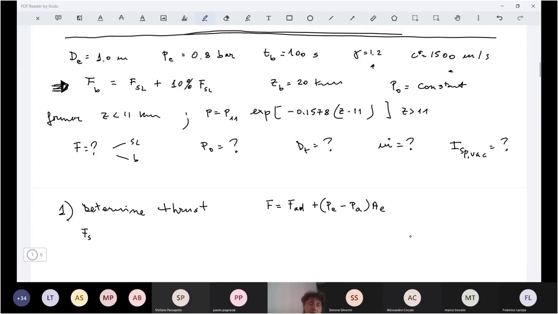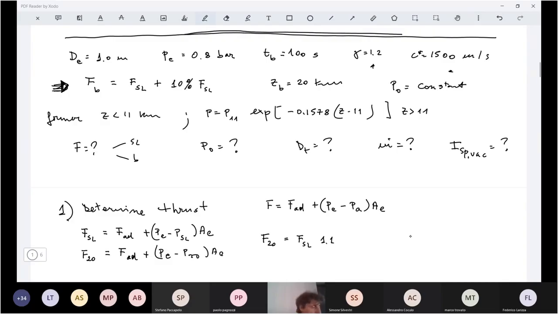So we can write FSL is equal to adapted thrust plus (PE minus PSL) AE, and thrust at 20 kilometers is simply this relation. You see here that, as we have a relation between them, we have to exploit this relation here, and we say that F20 is equal to FSL multiplied by 1.1.